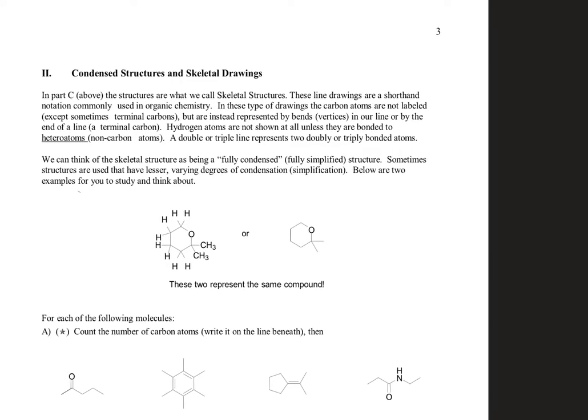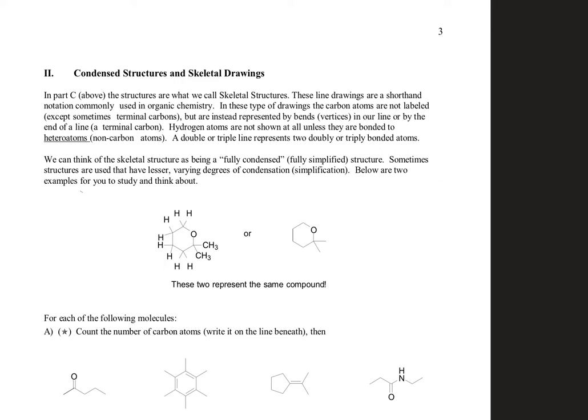All right, next page, condensed structures and skeletal drawings. In part C above, the structures are what we call skeletal structures, like that. These line drawings are a shorthand notation commonly used in organic chemistry. In these types of drawings, the carbon atoms are not labeled, except sometimes terminal carbons, but are instead represented by bends or vertices in our line or by the end of a line, a terminal carbon. Hydrogen atoms are not shown at all unless they are bonded to heteroatoms, i.e. non-carbon atoms. A double or triple line represents doubly or triply bonded atoms.